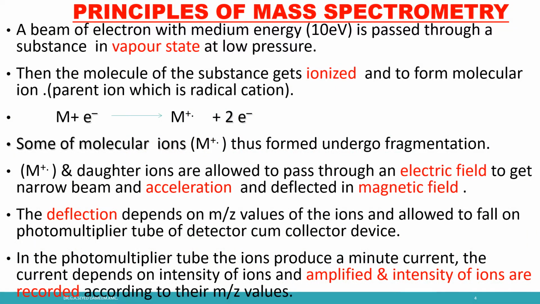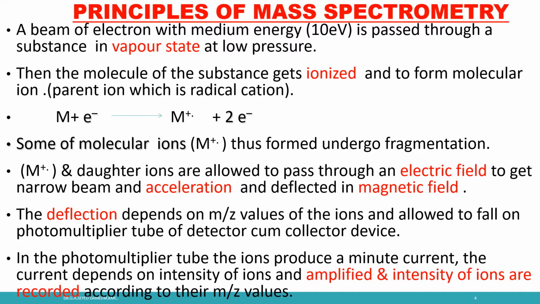The next topic, principles of mass spectrometry. Here, a beam of electrons with medium energy, about 10 electron volts, is passed through a substance in vapor state at low pressure. That is, the substance must be in vapor state, then only the ionization takes place.